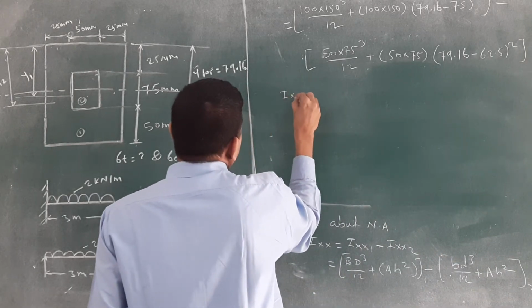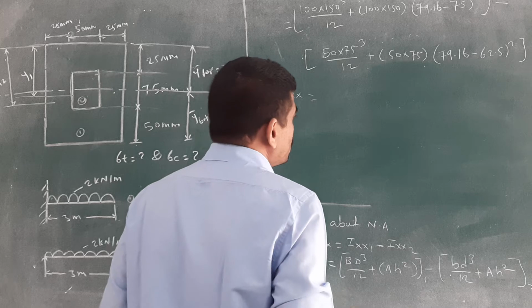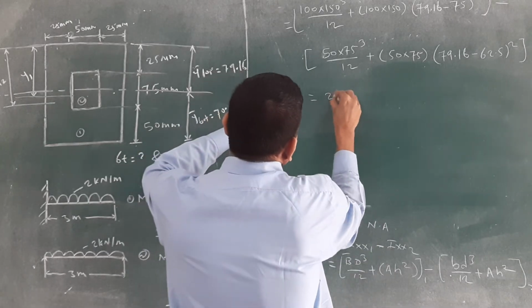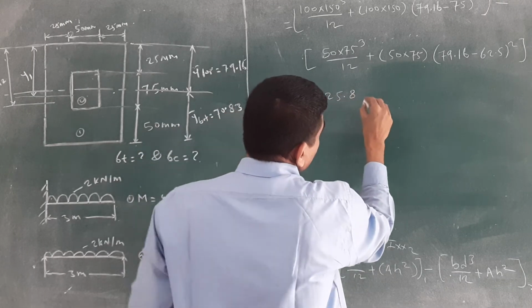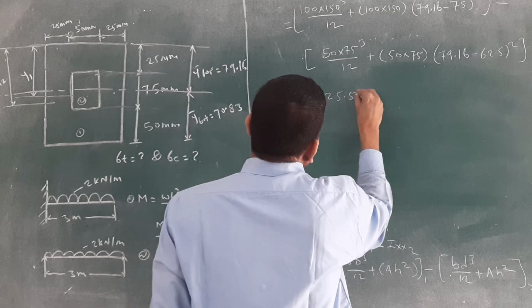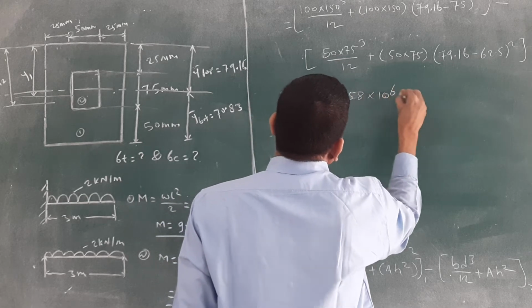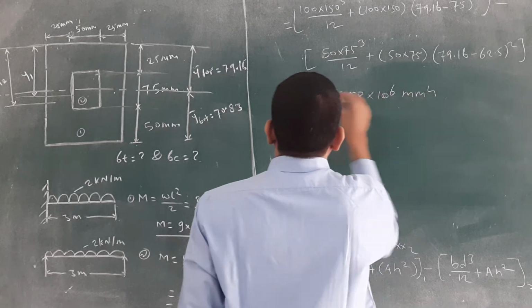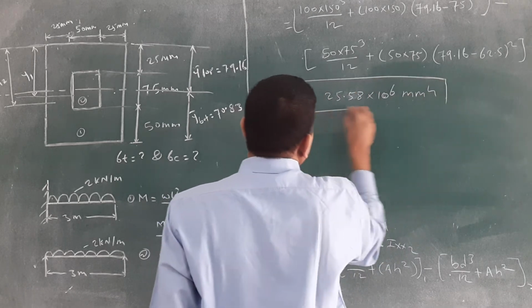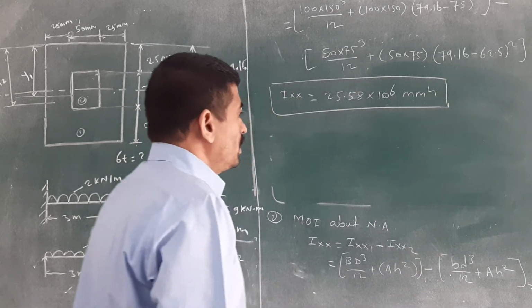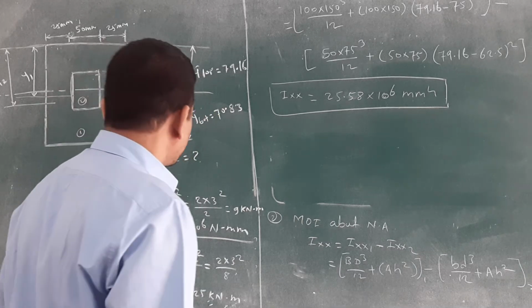Then you will get the Ixx is equal to, what is the value of Ixx? 25.58 into 10 raised to 6, raised to 4 mm. This you will get as the Ixx value. Okay, check all of you, do the calculations.